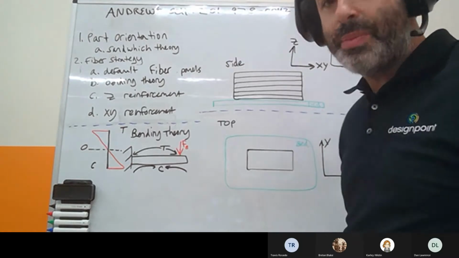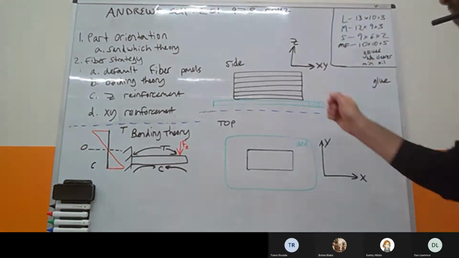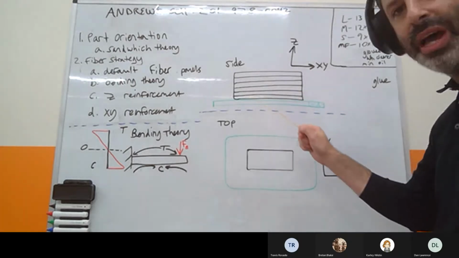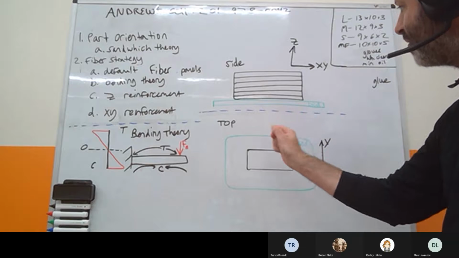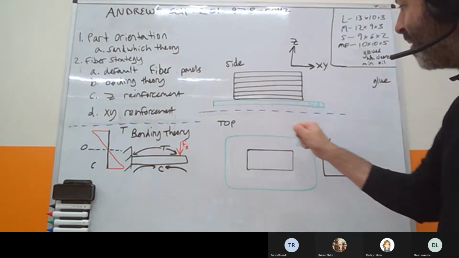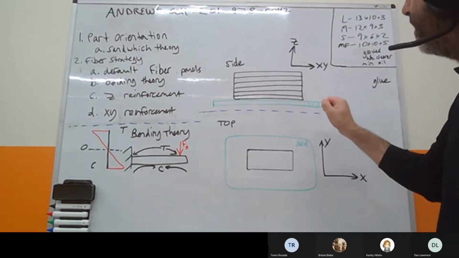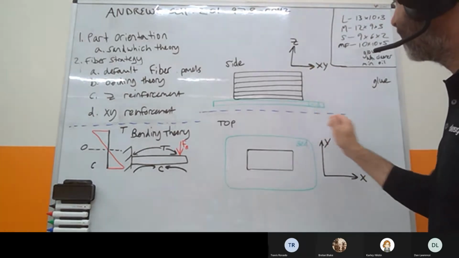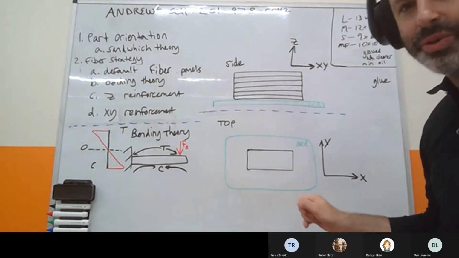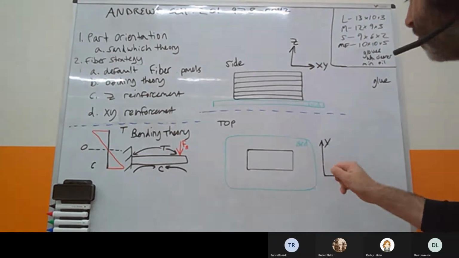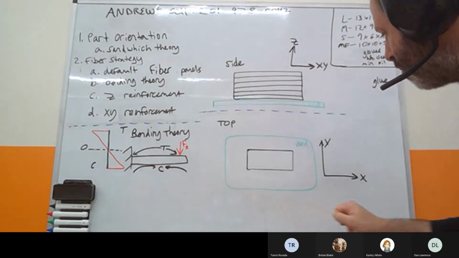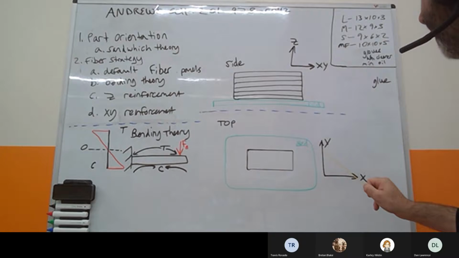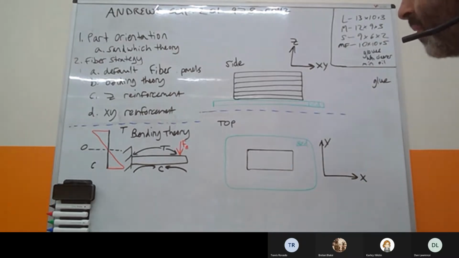So the first thing we're going to talk about is part orientation. I've drawn these two diagrams here to help us out. This is looking at a part from the side. You can tell from the layer lines here and the fact that the green bed is on the bottom. And you can see the Z axis is up and down, the XY plane is left to right. And then the bottom view here, we're looking at it from the top. You can see the bed is now surrounding the part on the bottom. We have the part in the middle, and this is looking at the XY plane.